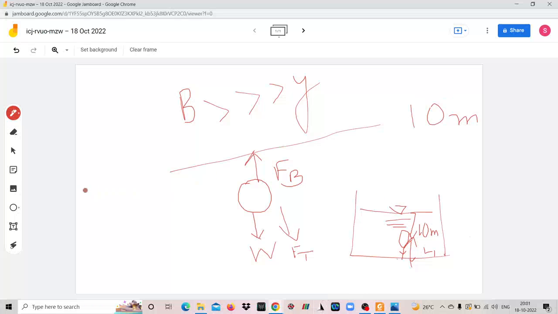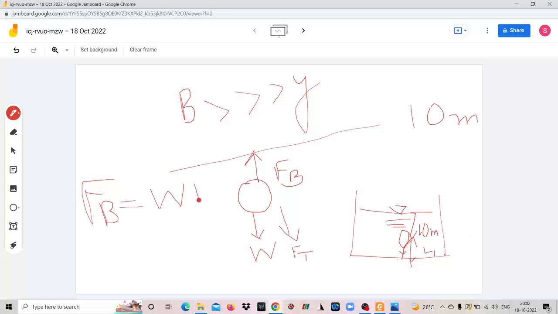Now Fb, the buoyant force, depends upon the volume of the fluid displaced, so it is related to the volume of the balloon and the weight of the fluid displaced. Okay, sir. I understood, sir, that Fb should be equal to W plus Ft.